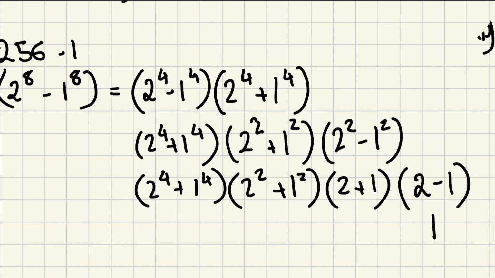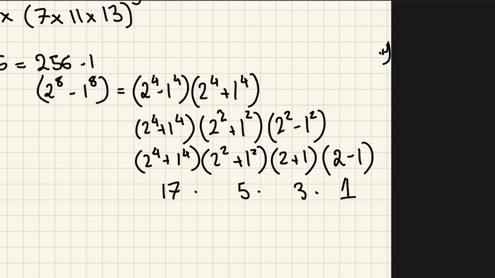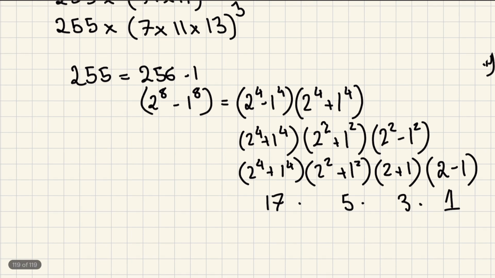And now it's really easy to work these out. 2 minus 1, of course, is 1. 2 plus 1 is 3. 2 squared plus 1 squared is 5. And then 2 to the 4 is 16. 1 to the 4 equals 17. Now this is really great. They are all prime numbers. So we can just stick all of this back in.